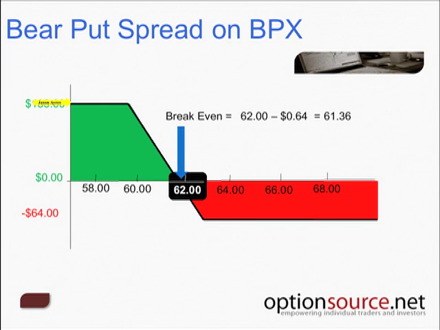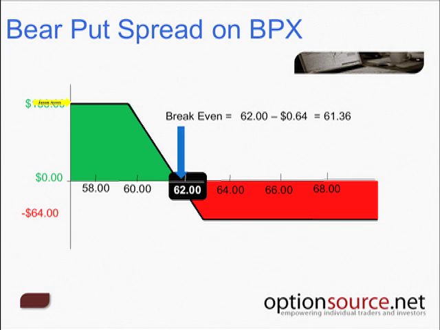The break-even point is calculated by taking the purchase strike price and subtracting the cost of the spread. So in other words, the pair value has to be below 61.36 in order for us to be in a break-even to profitable position on expiration. So you can see that as long as on expiration the pair is below 61.36, then we will make some sort of a profit, with the maximum profit being recognized when the pair is trading at or below 62 and those written option contracts expire worthless.